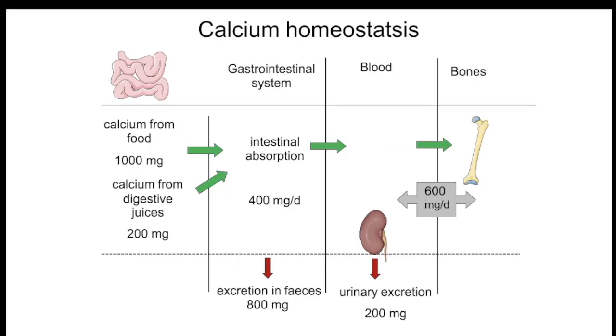So again, as seen previously, there are GI sources or enteric sources of calcium, that is calcium from food or calcium from the digestive juices, which is lost again in the excreta, and the absorbed amount is then again lost in the urinary excretion, and finally the residual is absorbed in the bones.